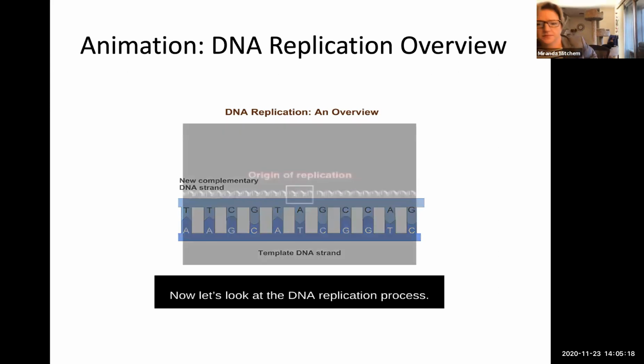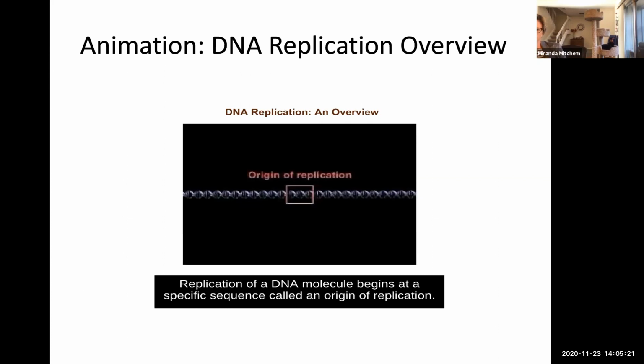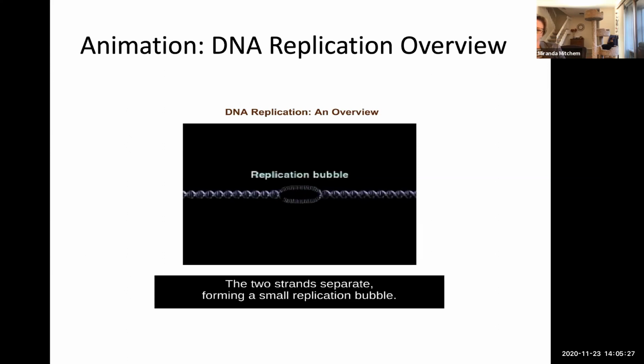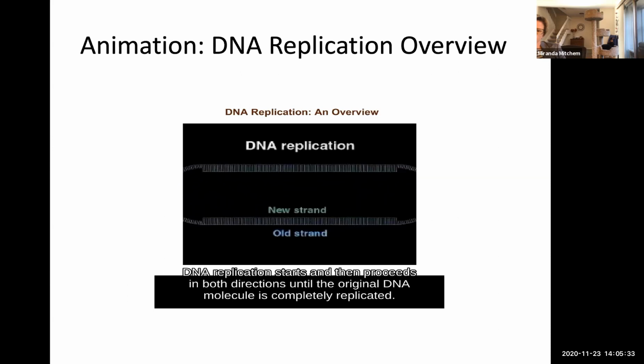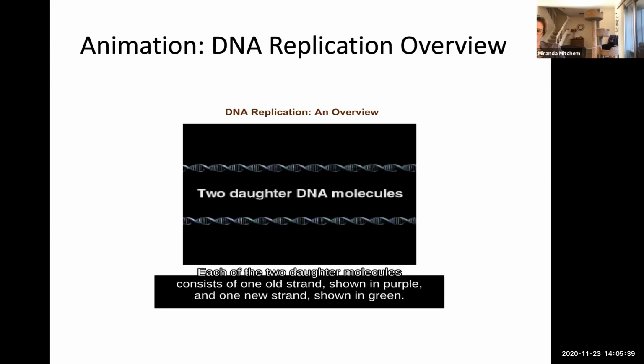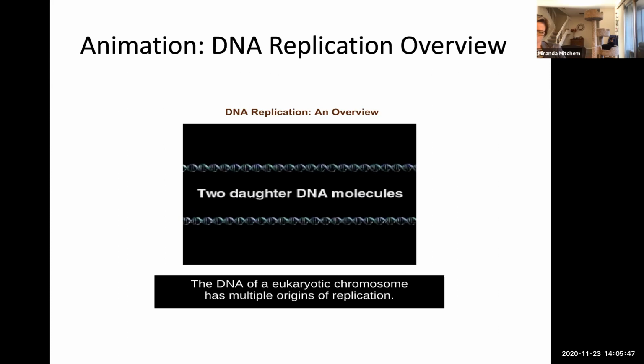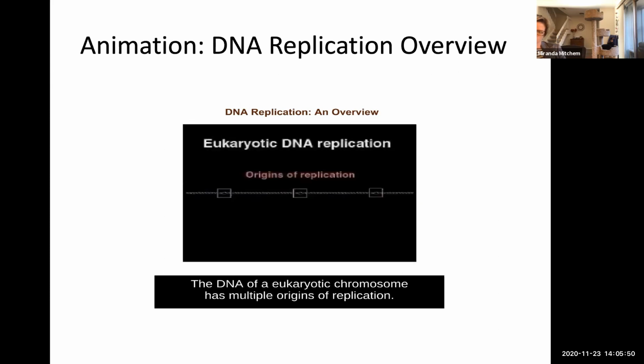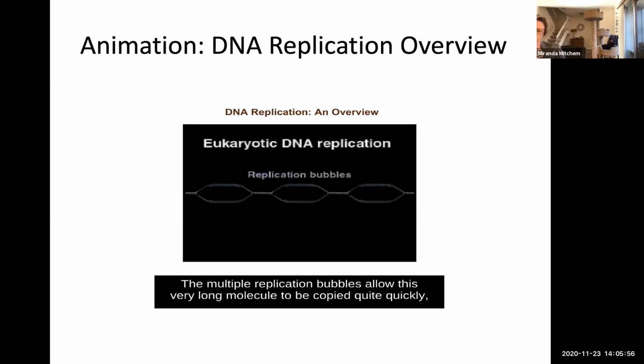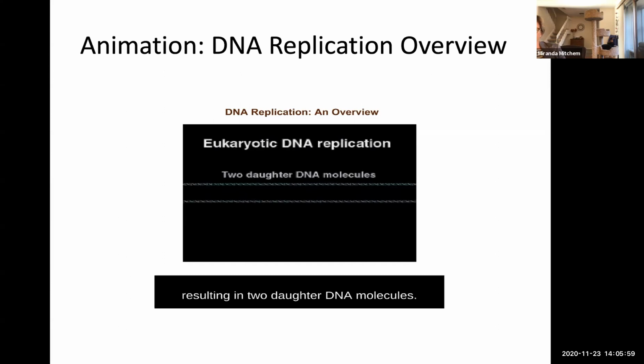Now let's look at the DNA replication process. Replication of a DNA molecule begins at a specific sequence called an origin of replication. The two strands separate, forming a small replication bubble. DNA replication starts and then proceeds in both directions until the original DNA molecule is completely replicated. Each of the two daughter molecules consists of one old strand, shown in purple, and one new strand, shown in green. The DNA of a eukaryotic chromosome has multiple origins of replication. The multiple replication bubbles allow this very long molecule to be copied quite quickly, resulting in two daughter DNA molecules.